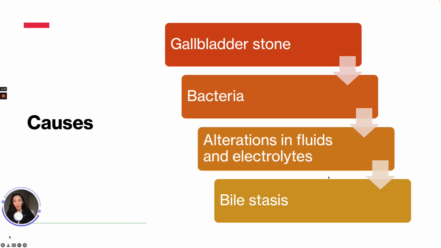So the causes, we kind of went over this in the pathophysiology section, but just to review: gallbladder stones impacted in the cystic duct. Bacteria play a minor role in cholecystitis; however, secondary infection of bile occurs in 50% of cases. Then there are alterations in fluid and electrolytes. Acalculous cholecystitis, the one without a stone, is speculated to be caused by alterations in fluid and electrolytes. Bile stasis, or lack of gallbladder contraction, also plays a role in developing cholecystitis.